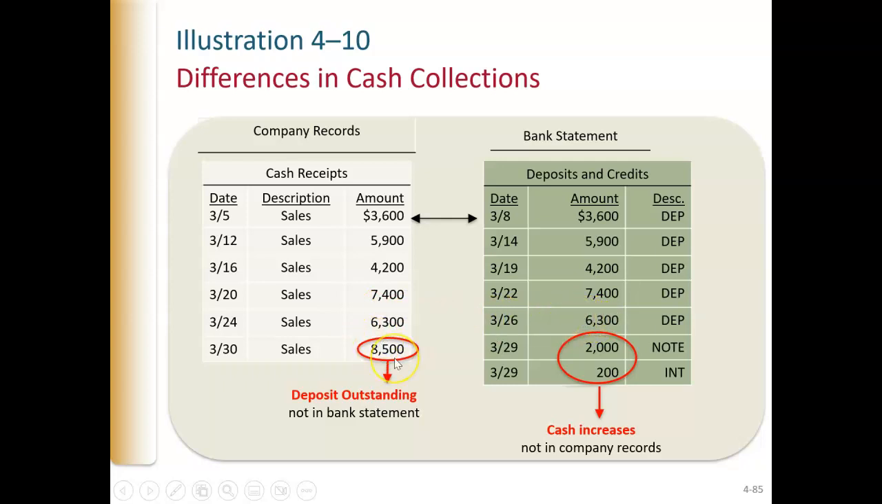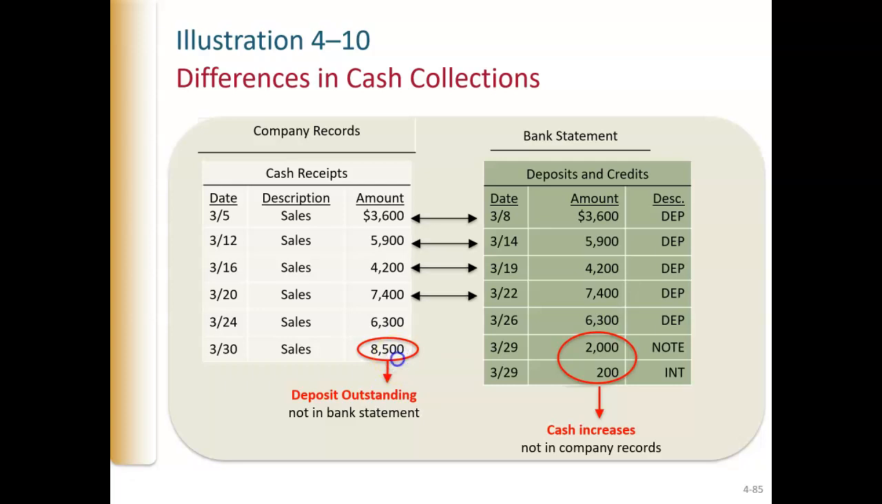But do you see this $8,500 has not hit the bank yet? And look over here. The bank shows a note of $2,000 that hasn't been recorded in the company's books. And the bank has $200 worth of interest that hasn't been recorded. So we know what we need to fix on both sides. We're going to need to, on the company side, record these items that haven't hit the company yet. And we know the bank has not yet received this $8,500 check deposit, have they?